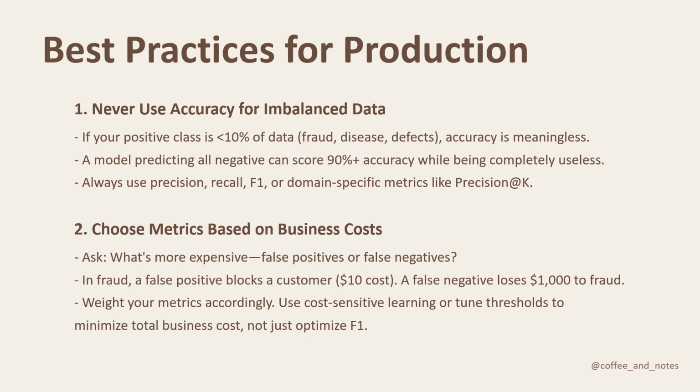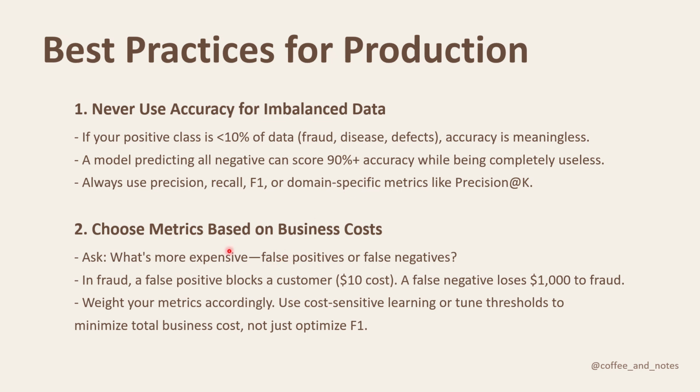Now let's chalk out a few best practices for production. First, never use accuracy for imbalanced data. If your positive class is less than 10% of your data, like fraud, disease, defects, accuracy is meaningless. A model that predicts all negative can score 90% plus accuracy while catching nothing. Always use precision, recall, F1, or domain-specific metrics like precision at rank K. No exceptions.